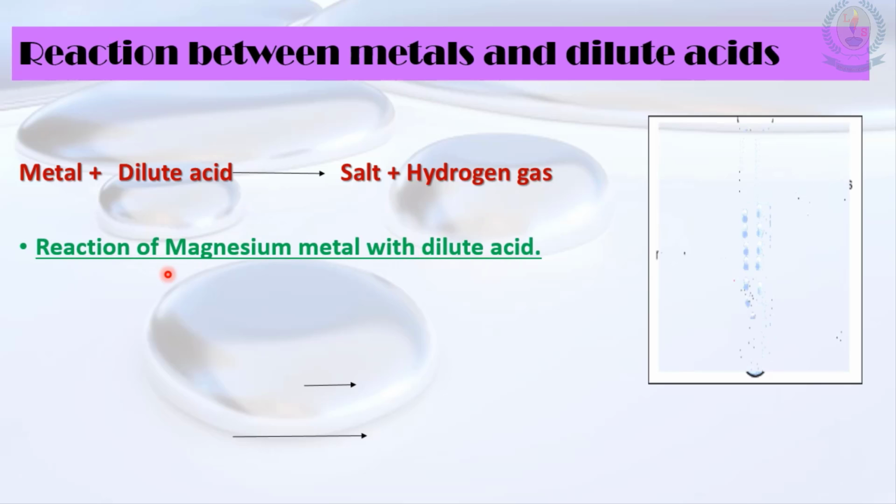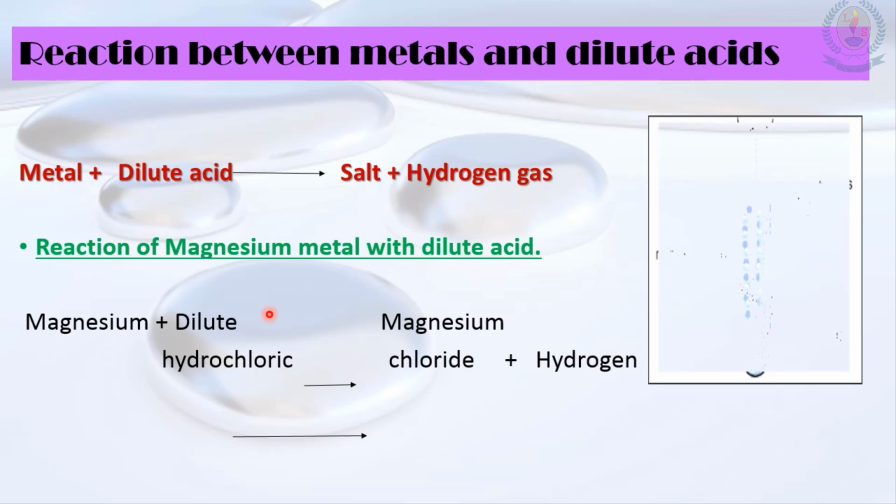Okay, let's find out how magnesium metal will react with the dilute acid. In this animation you can see, when we add a magnesium strip into a test tube, it will vigorously react with the dilute HCl acid by emitting some air bubbles. You can see some air bubbles going up. It is a vigorous reaction. So let's find out what will happen then.